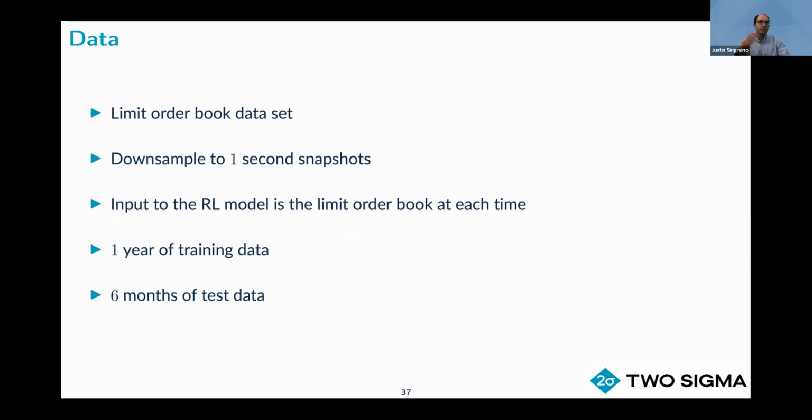In the following examples, we will use a limit order book data set from the NASDAQ stock exchange and downsample it to 1 second time intervals. The downsampled data set will be used to train and evaluate models, with the model making a decision every 1 second. The input to the reinforcement learning model is the limit order book at each time. The model is trained on 1 year of data, and its performance is then evaluated on 6 months of test data.